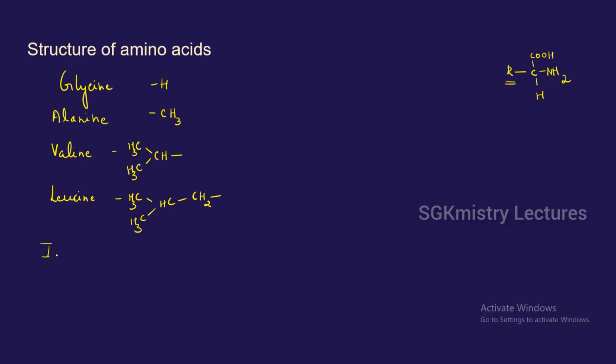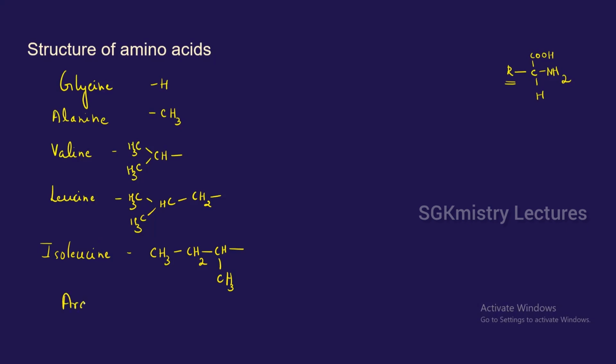Next, isoleucine. As the name indicates, isoleucine again should have 4 carbon atoms in the R group. Here we have a CH3 group attached here. Just the iso. That's why the number of carbon atoms will be the same, but the arrangement is different. That way you can remember.